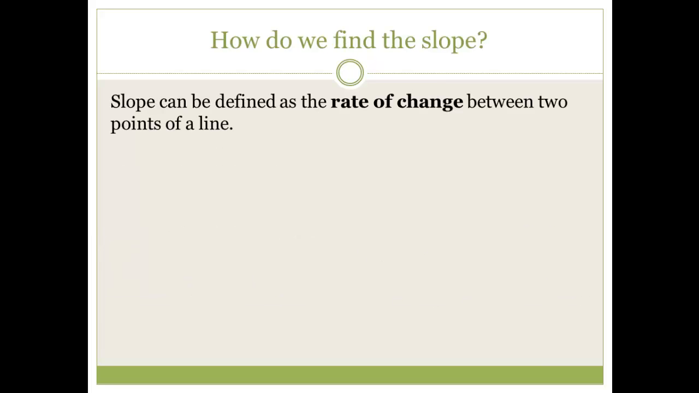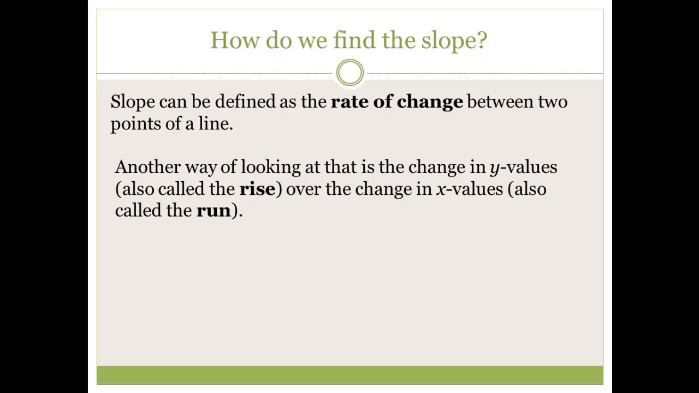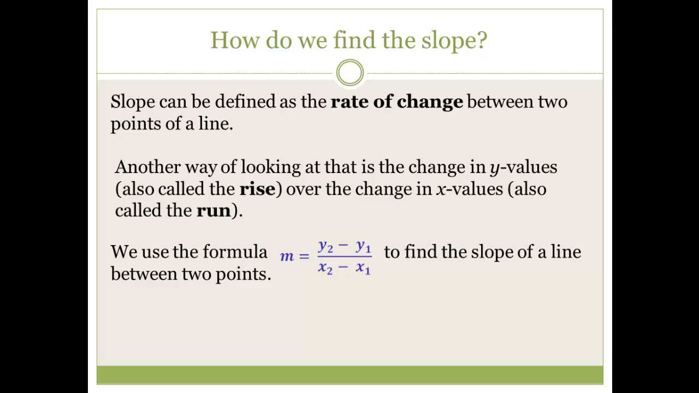How do we find slope? Slope is the rate of change between 2 points. The idea of rise over run is often used when looking at graphs. We use m equals y2 minus y1, all divided by x2 minus x1, to find the slope of a line.